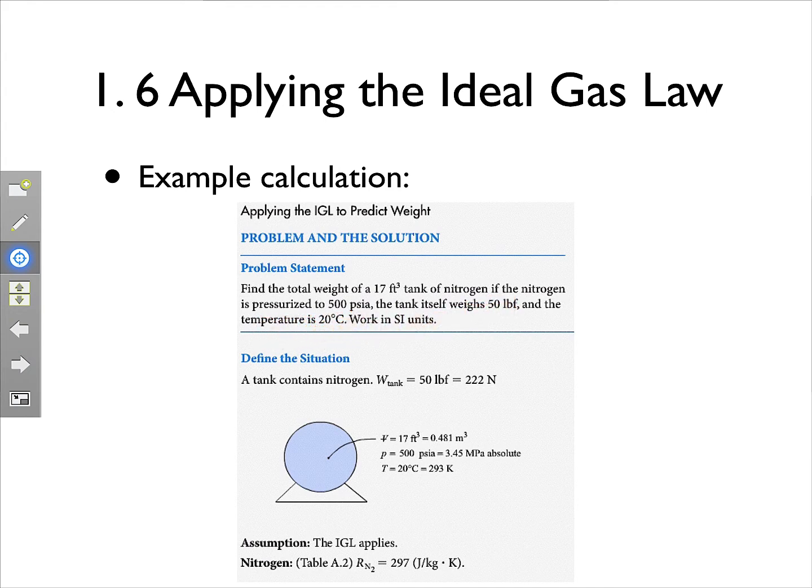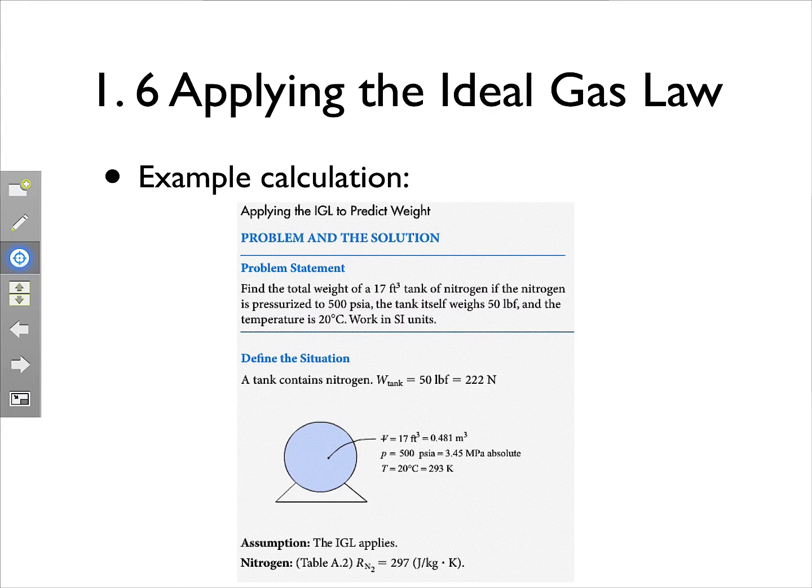Now, one thing that we haven't talked about yet is what this A means, and A means in this case pounds per square inch absolute. So this is relative to atmospheric pressure. We'll talk about that later, but basically we're just going to pressurize the tank to that amount relative to the local atmospheric pressure. The tank itself weighs 50 pound force, and the temperature is 20 Celsius. So we're going to need to combine this pressure and this temperature in order to find, since we know the volume, the mass.